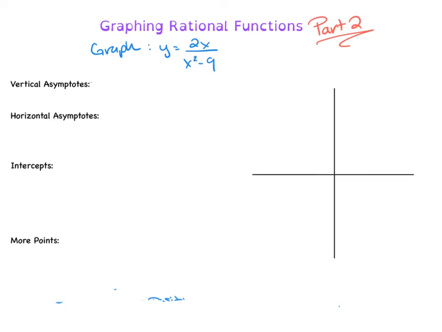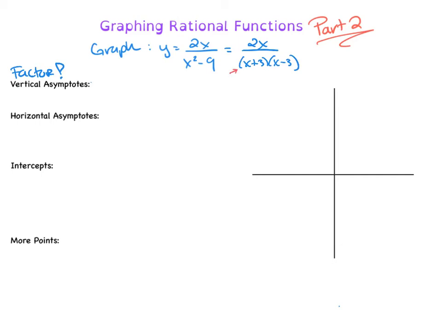Okay, let's do another example so we can practice that. So let's graph in this example y equals 2x over x squared minus 9. Now remember, just like in the last example, when we're finding our asymptotes, the first thing we want to do is factor anything that we can. So I'm going to write y equals 2x over (x plus 3)(x minus 3).